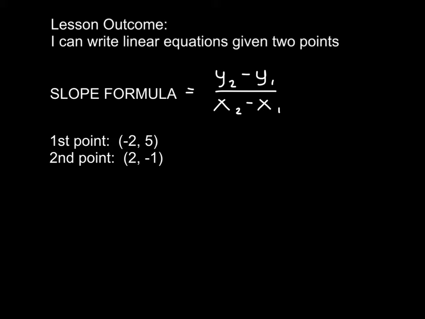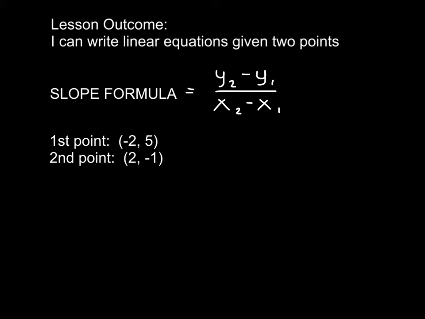Now the slope formula, as shown right here, is y sub 2. This is read y sub 2. It means our second y value. Okay, y sub 2 minus y sub 1 over x sub 2 minus x sub 1.